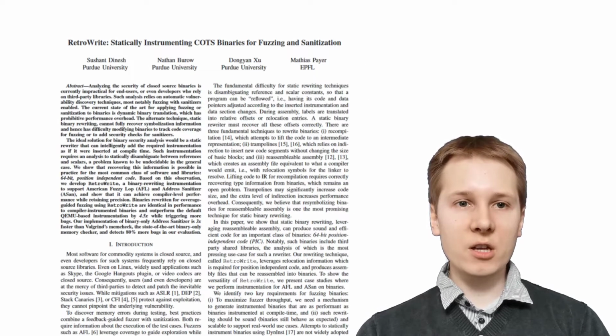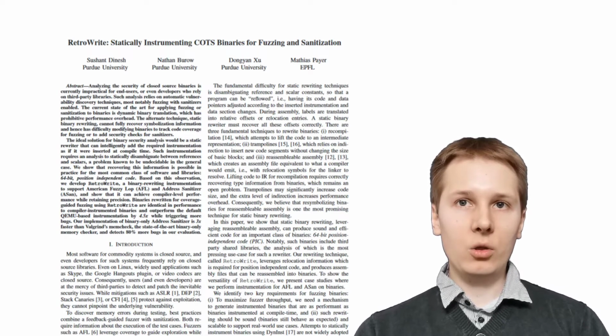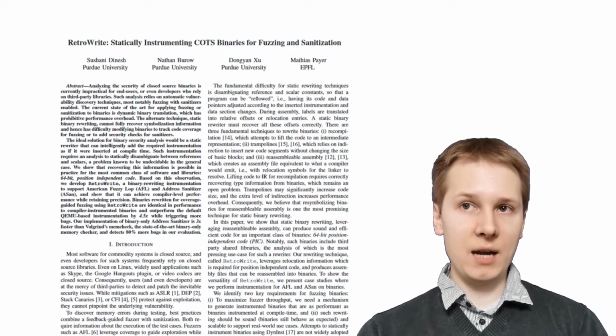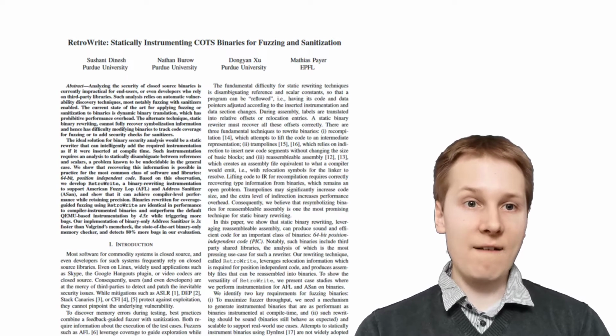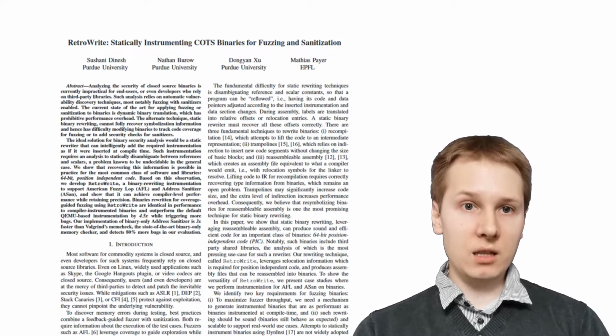Okay, so the first paper we're going to be looking at is called RetroWrite, and that will be published in S&P this year. The way this works is that it uses rewriting techniques on closed source binaries to instrument them to detect various forms of vulnerability. To sanitize them against the many types of programmer error that can occur.